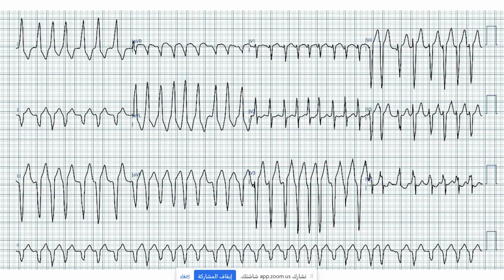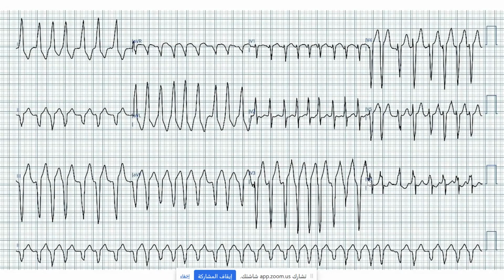Why is this a wide QRS complex tachycardia? Okay, introduce yourself, please. We have more than 1,000 ECGs. I need you to do a lot of ECGs. The practice makes you better than just listening to the talk. So this is again a wide complex tachycardia.